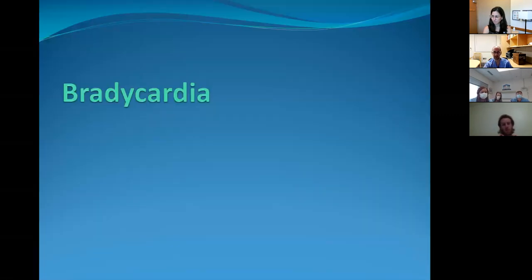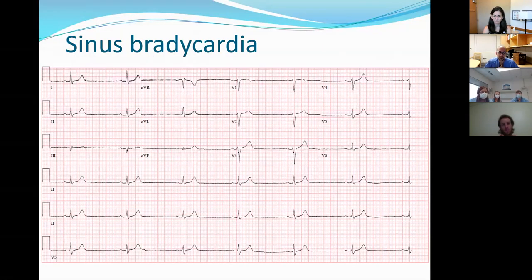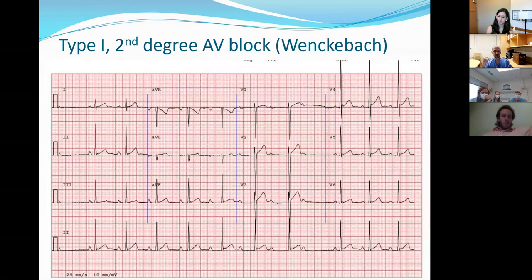All right, bradycardia is in our last 15 minutes. So, sinus bradycardia. In this situation, you have someone who has a slow heart rate. There is one P wave for every QRS complex. Here it is, they have a slow heart rate in this example. I'm not going to get into first degree AV block because that's AV delay and not really block. Here's an example of Wenckebach, or type 1 second degree AV block.